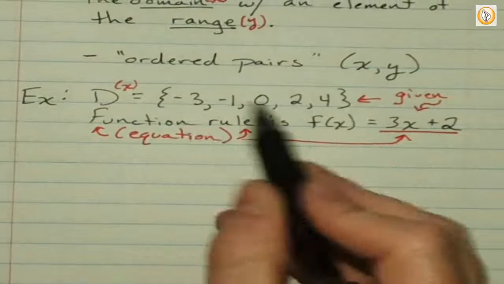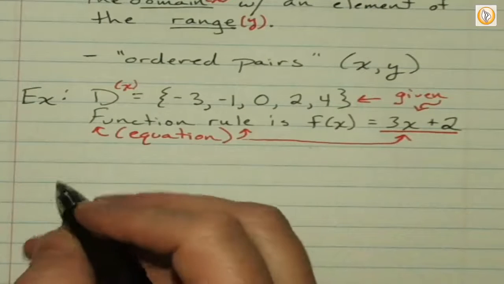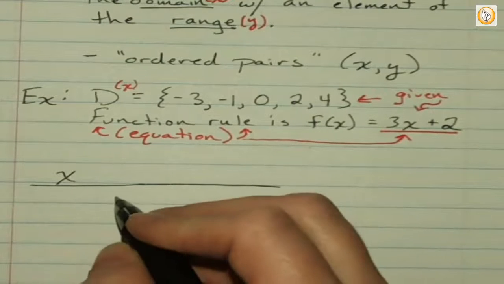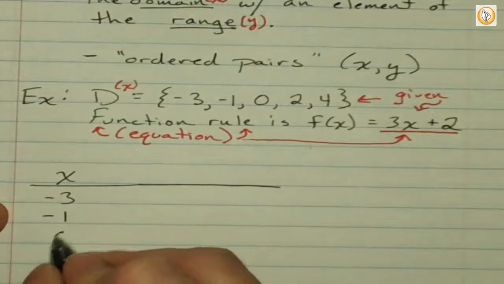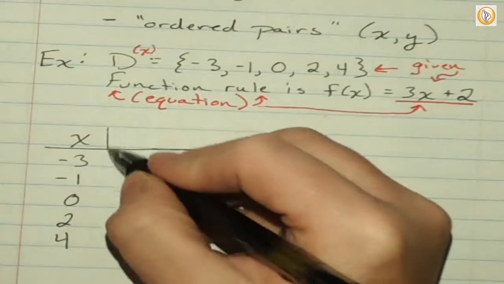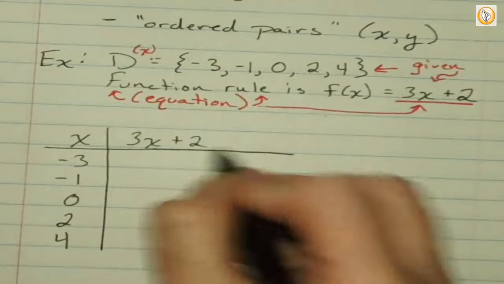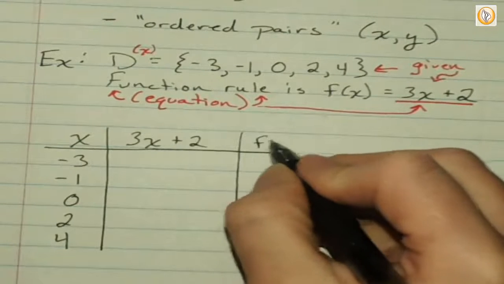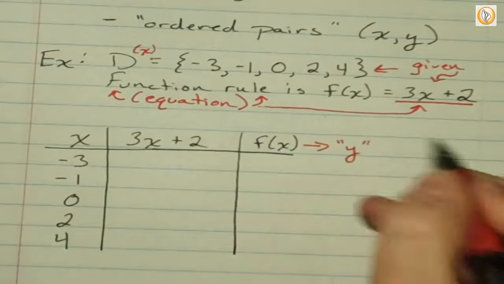Now, when they give you the domain and the function rule, aka equation, you're going to make a table. -3, -1, 0, 2, 4. The equation goes right here: 3x plus 2. And that's going to give us our f of x, which is also called your y. Oh, very good, children.